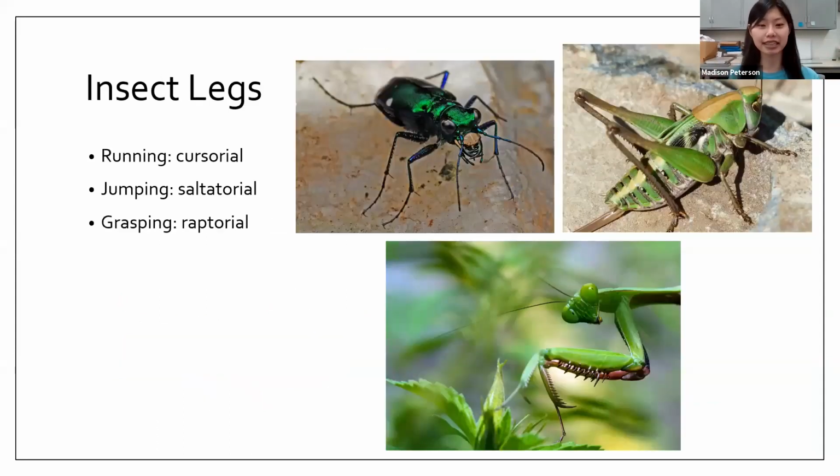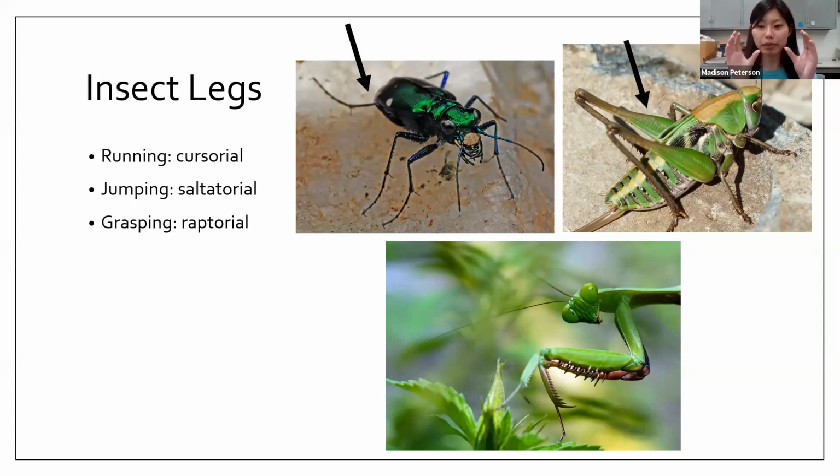So let's look at some insect legs. Just like with the antennae and the mouth parts, legs are going to look really different on insects depending on what they do. Some insects are really great runners. You think of cockroaches and tiger beetles, just like this one. They have legs that are called cursorial legs. Cursorial legs are just great for running. And then you probably think of katydids and grasshoppers.